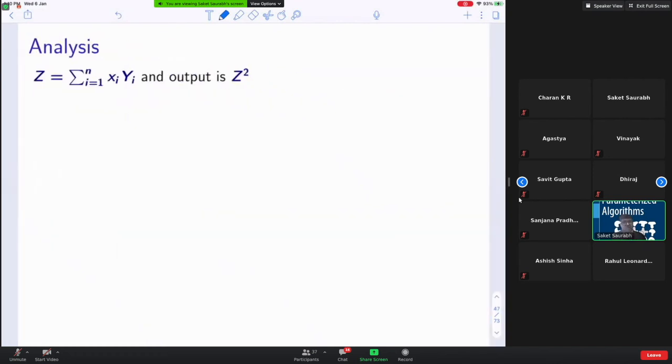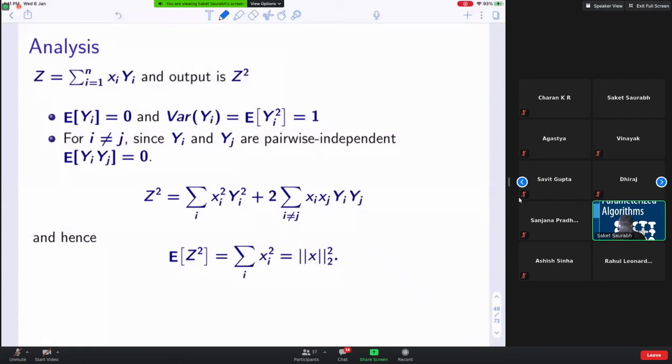Why is it correct? Well, you now write your analysis as x_i times y_i, and the output is Z square. Will anything change? Well, the expectation of y square is still 1. The expectation of each variable is 0.